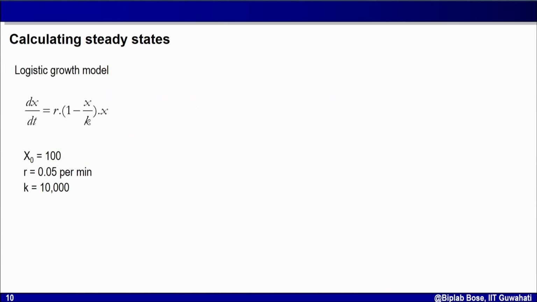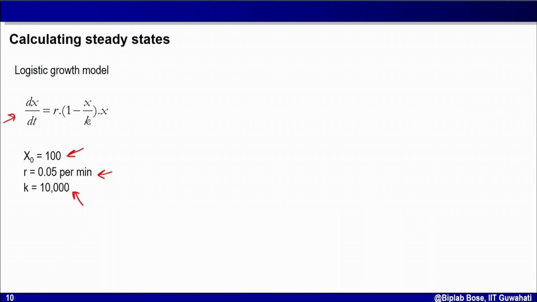Let us see an example. We will take the example of logistic growth. So the model ODE is dx/dt is equal to r into (1 minus x by K) into x. X is the size of the population. The initial value of x is x0, that is 100. The rate constant for growth of the population is 0.5 per minute, and K, the carrying capacity, is 10,000.